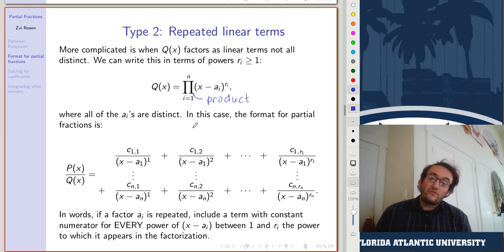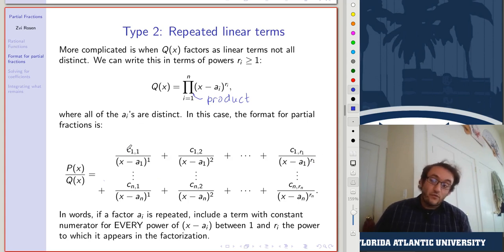In this case, the format for partial fractions is as follows, and this looks confusing, but I'll explain it in words shortly. So if p of x over q of x equals c11 over x minus a1 to the 1 plus c12 over x minus a1 to the second power plus all the way up to c1r1 divided by x minus a1 to the r1 power.